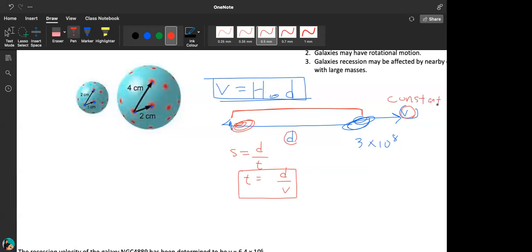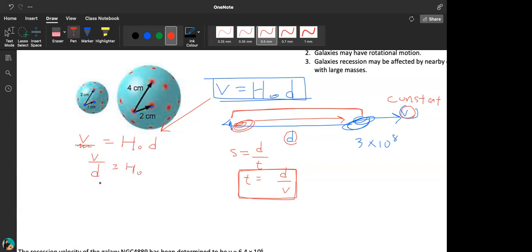Right? This is constant v. From here to here, it is moving at constant v. So the time can be obtained from d over v. Right? So from here, we plug in the values. v equals to Hd. Right? So we started here. The v over d equals to H naught.